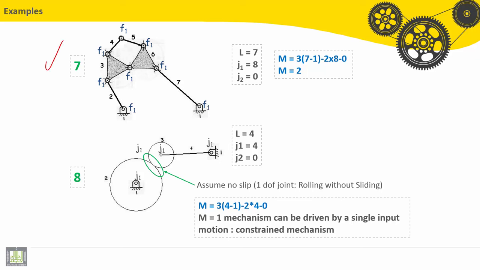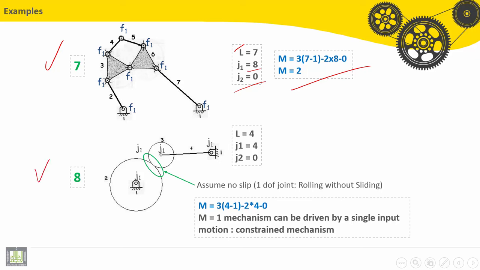Number 7, we have 7 links. Number of lower pair joints is equal 8, and no higher pair joints. So M is equal 2.